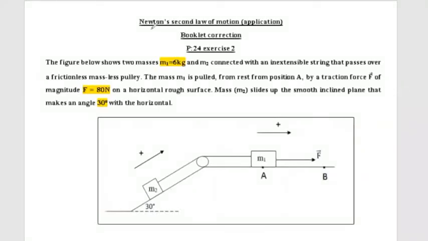Hello, in this video we will solve an exercise about Newton's second law of motion. The figure below shows two masses, m1 equals 6 kilograms and m2, connected with an inextensible string. Inextensible string means that it doesn't extend or elongate, that passes over a frictionless massless pulley. Massless pulley means that the value of the magnitude of the tension before and after the pulley are the same.